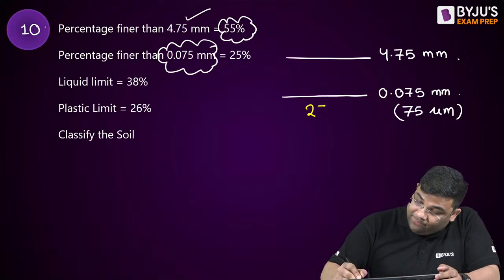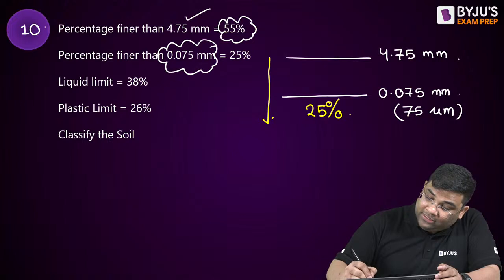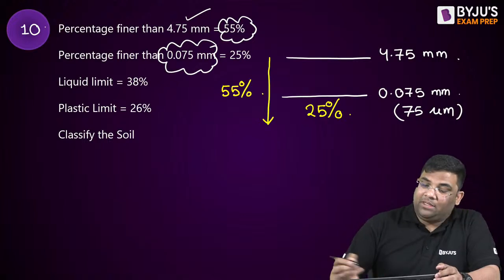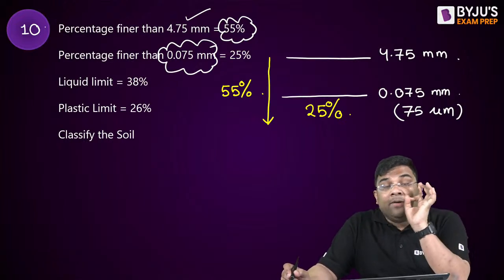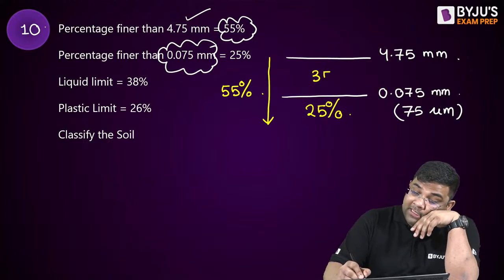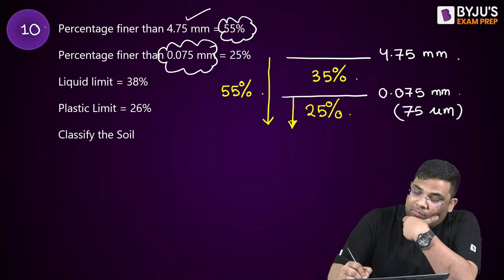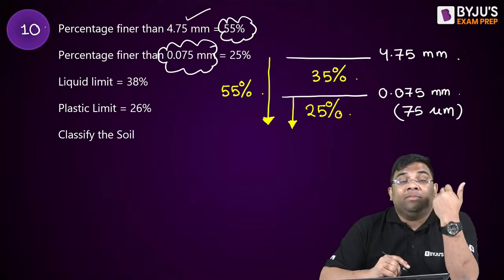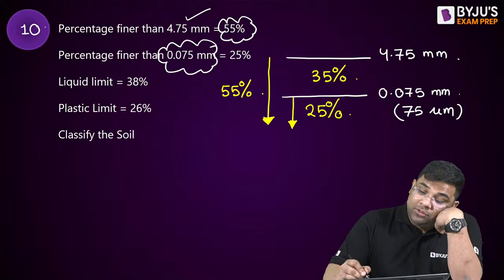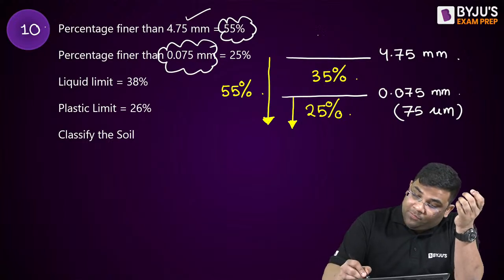25% pass through it means 25% are below it, right? Now see, 55% pass through this 4.75 sieve. So how many are between 4.75 and 0.075? That will be 35%, right? 25 pass through 0.075, 55 pass through 4.75, so 35 will be between 4.75 and 0.075. And how much will be more than 4.75? Total is 100%, so 100 minus 35 minus 25, or I can say 100 minus 55. That is 45.